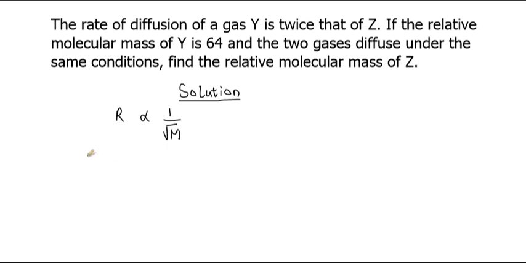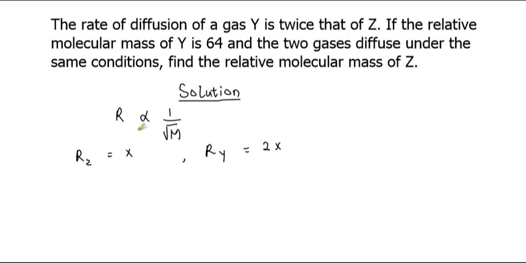So now let's say the rate of diffusion of gas Z, RZ, equals X. So if the rate of diffusion of gas Z is X, definitely the rate of diffusion of gas Y, which is twice that of Z, will be 2X. Now we've just stated the proportion in which the rates of diffusion of the gases are to each other.